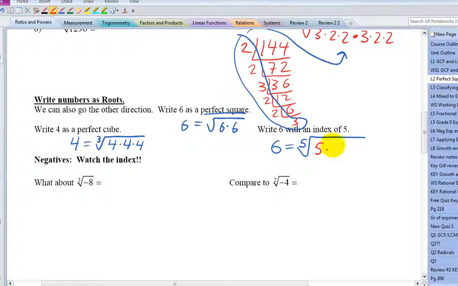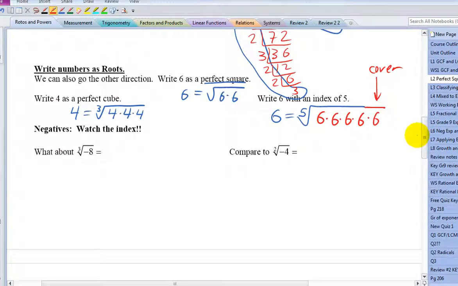You need to have 5 of them. In order to keep the same value, you must have 5 of them. Okay, and your index sign, this is a big boo-boo right here. You must cover all of the inside. So you must extend your line so it covers everything. Otherwise, it's considered outside your square root sign. So make them nice and long. You need a roof over their head. Any questions?